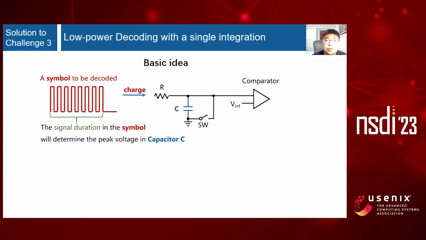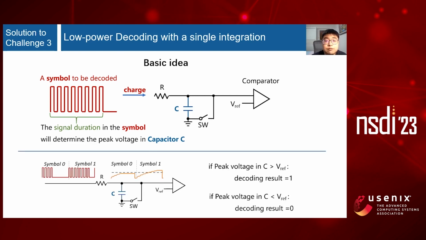The basic idea is to use an RC circuit as an energy integrator to identify the energy level of symbols. Each amplified symbol will be sent to the RC circuit to charge the capacitor. The signal duration in the symbol will determine the peak voltage in the capacitor C. If the peak voltage in C is greater than the reference voltage of the comparator, the decoding result will be 1. If the peak voltage in C is less than the reference voltage, the decoding result will be 0.